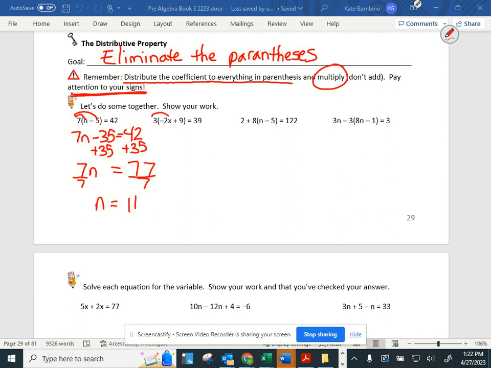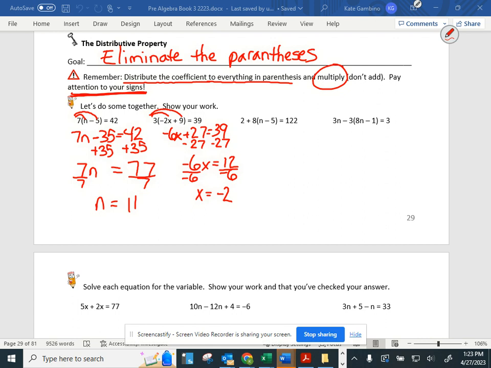So next one, 3 times negative 2x, 3 times positive 9. 3 times the negative 2x is a negative 6x. 3 times a positive 9 is a positive 27, equals 39. So we subtract our 27, opposite operations. We have negative 6x equals 12. Opposite operations, we're going to divide. X equals 12 divided by negative 6, which is a negative 2.